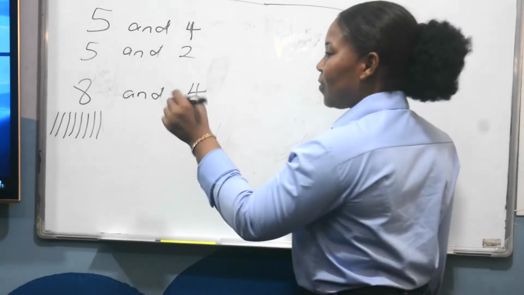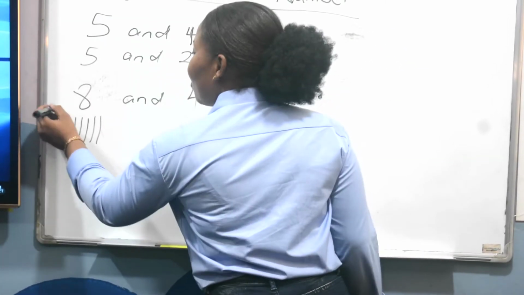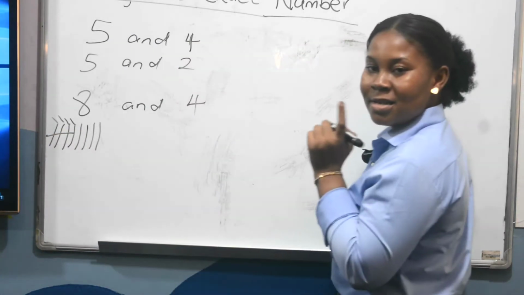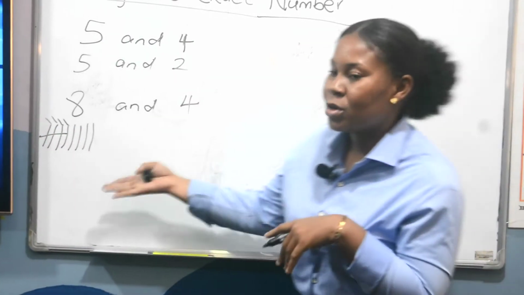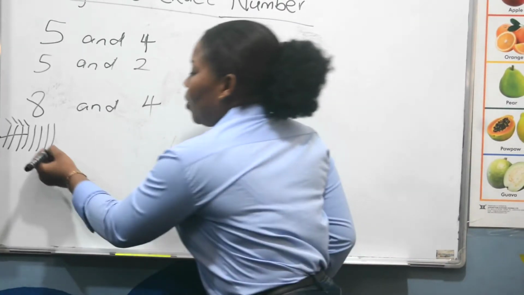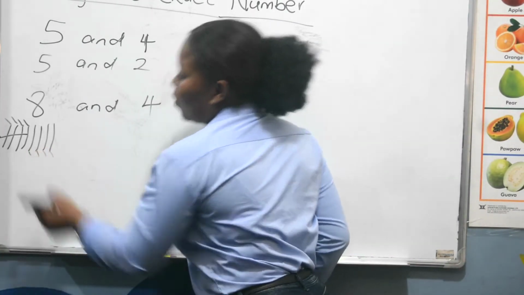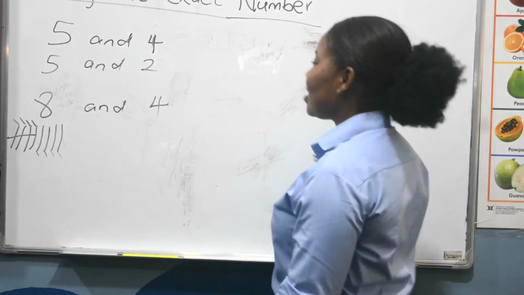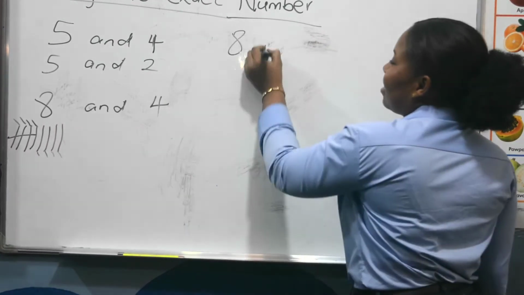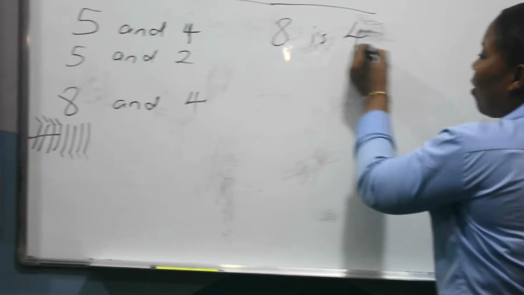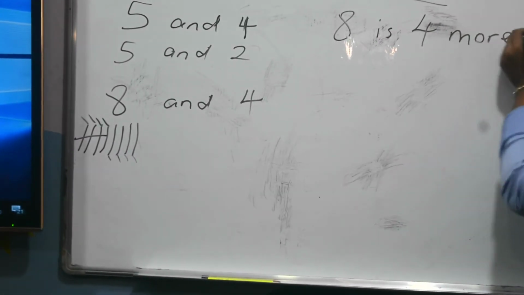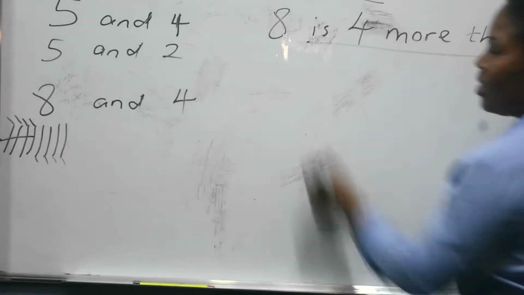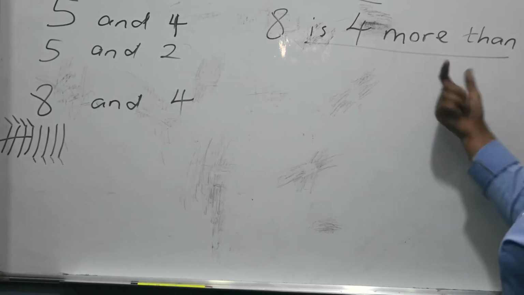So let's count 4 out. 1, 2, 3, 4. Then we cancel it out. Now let's count the remaining strokes left on the board. 1, 2, 3, 4. So we have another 4 strokes left here. So the answer will be what? 8 is 4 more than 4. Good. 8 is 4 more than 4.